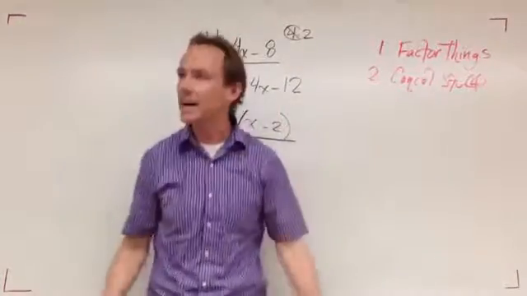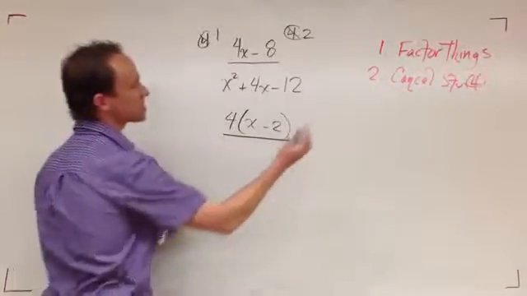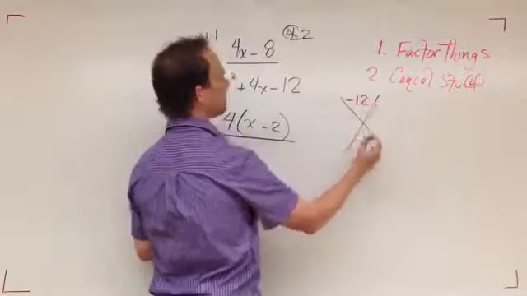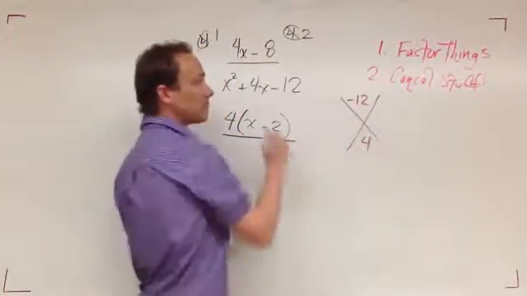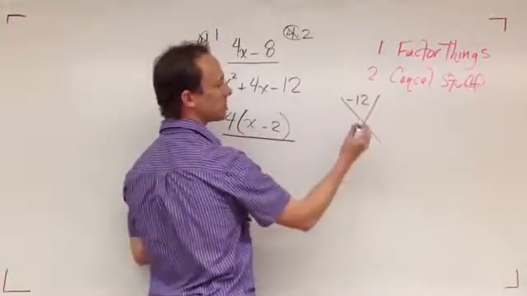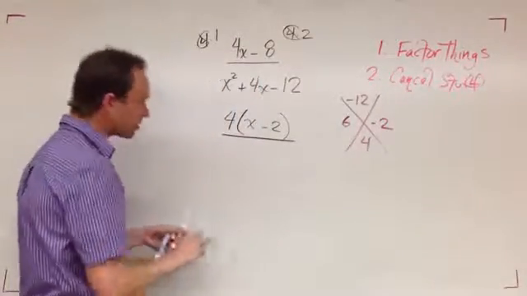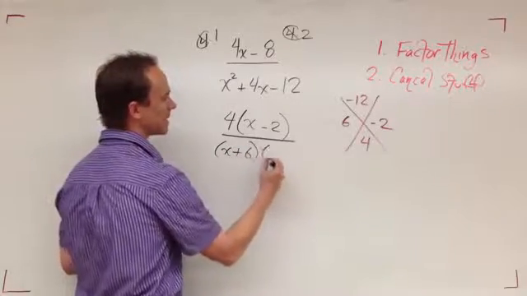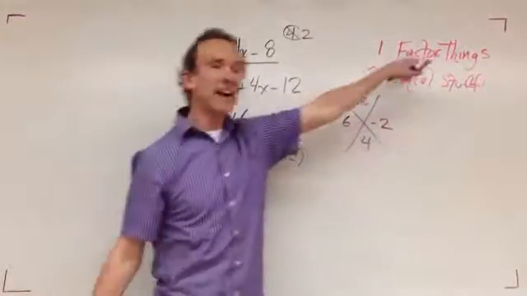Every time we see that, we use X marks the spot. I'm going to do it really quickly here. Negative 12 goes on the top. 4 goes on the bottom. I need 2 terms that multiply to give me negative 12, but add to give me positive 4. Those 2 terms are going to be 6 and negative 2. So over here, I got x plus 6, x minus 2. Bam! Alright, I factored things.